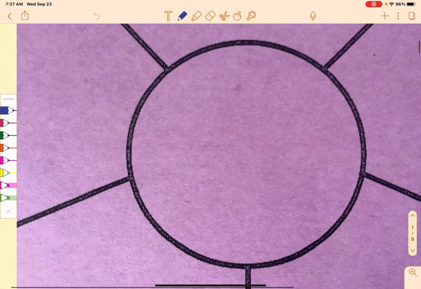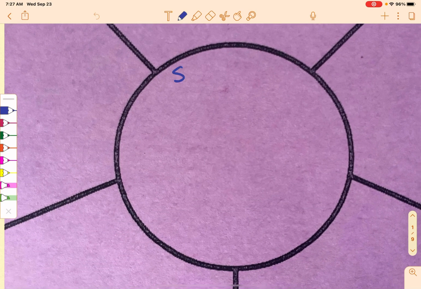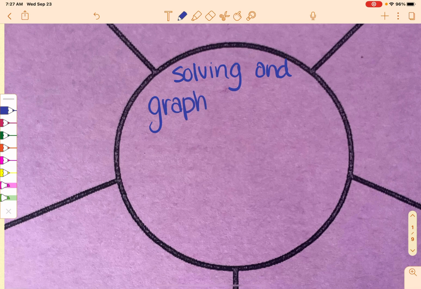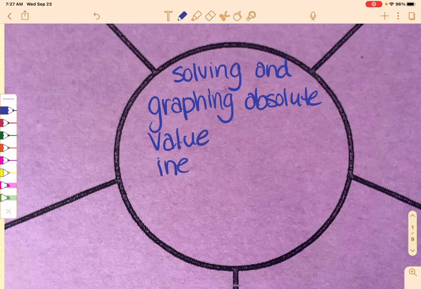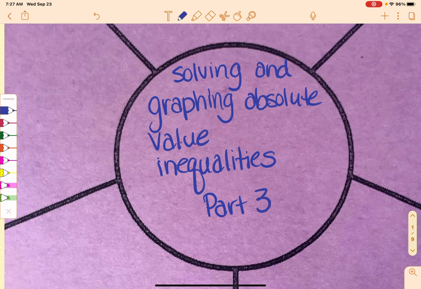So if we go to the center part here, we're going to do solving and graphing absolute value inequalities, Part 3.